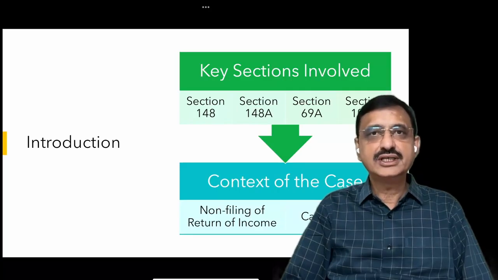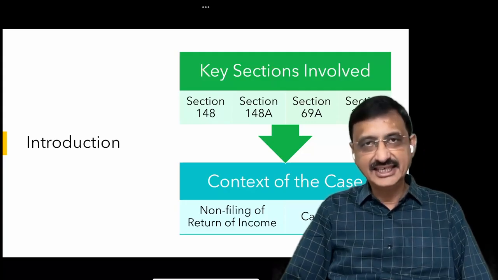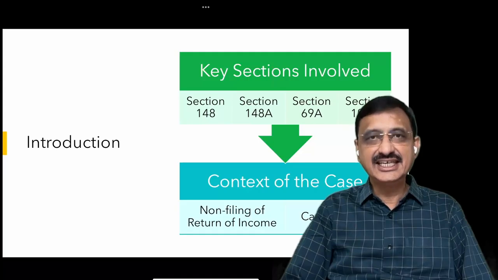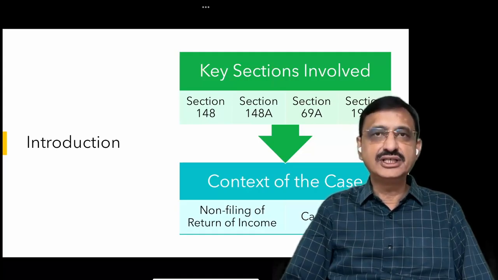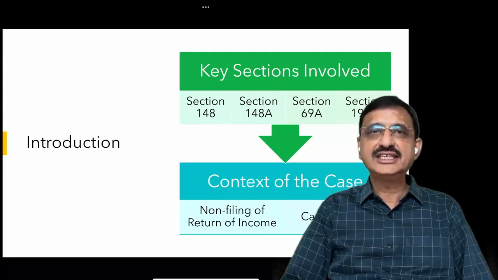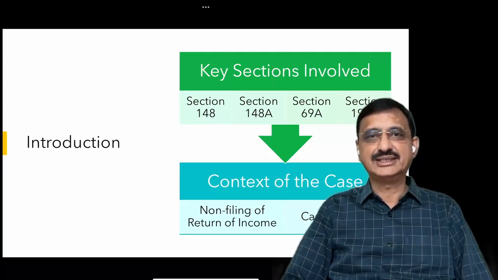The sections involved in this case are Section 148, income escaping assessment, Section 148A, inquiry before issuing of notice under Section 148, Section 69A, where addition was made to the income of the assessee, and also Section 194C, wherein certain income is received by the assessee on which TDS under Section 194C was deducted. Now, what is the context of this case?